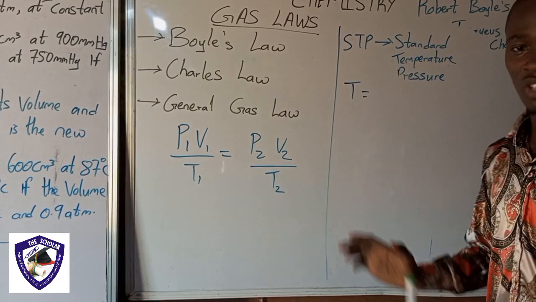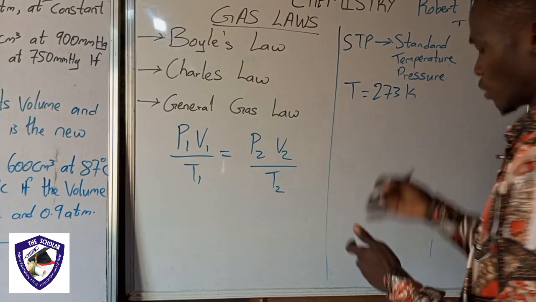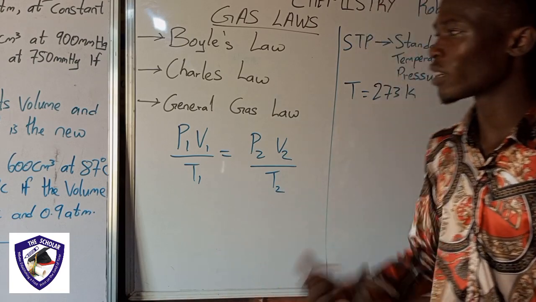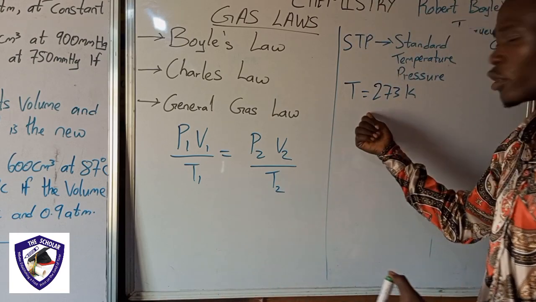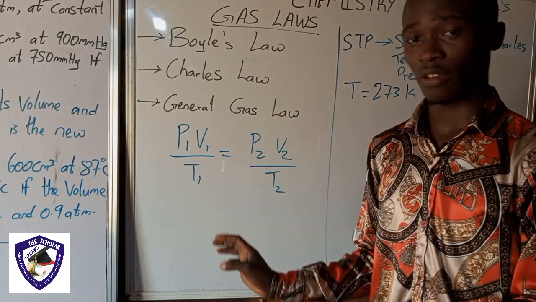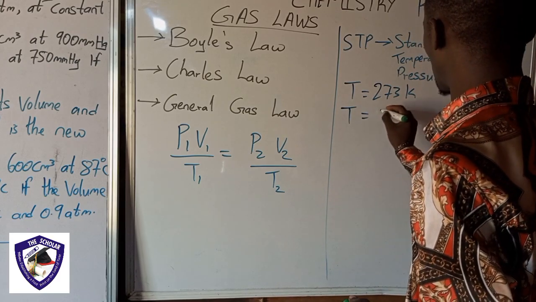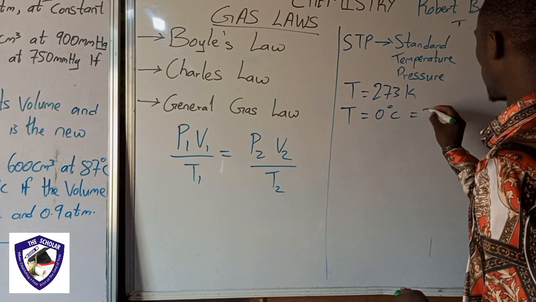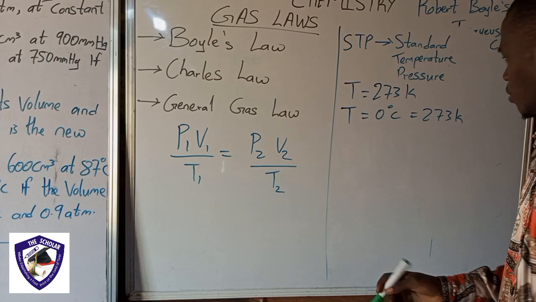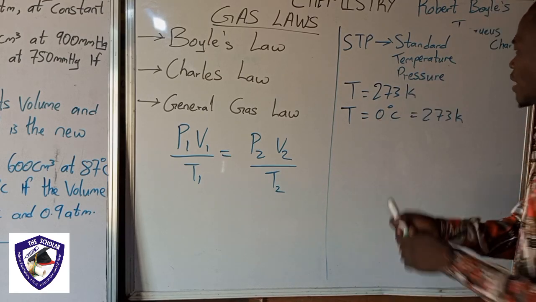at 0 degrees Celsius, a temperature is equal to 273 Kelvin. Which means if you are given a question and the question is telling you that at constant temperature, it means your temperature is equal to 273 Kelvin or 0 degrees Celsius. So our T is equal to 0 degrees Celsius and also equal to 273 Kelvin. Are you with me? 0 degrees Celsius is equal to 273 in Kelvin.